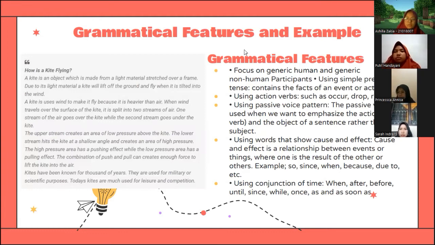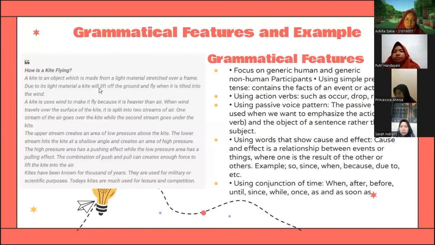Cause and effect is a relationship between events or things, where one is the result of the other or others. Examples: so, since, when, because, due to, etc. And the last one, using conjunctions of time. For example, when, after, before, until, since, while, once, as, and as soon as.